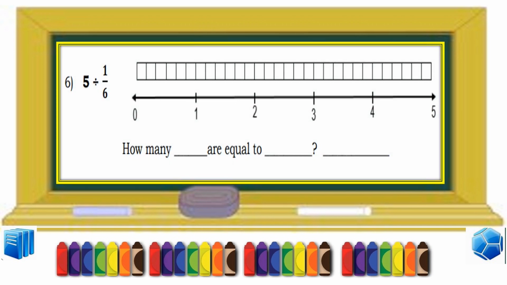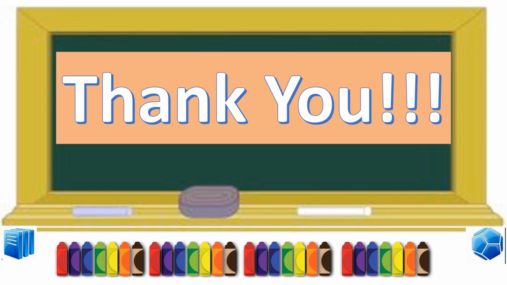Number 6, 5 divided by 1/6. How many sixths are equal to 5 wholes? So there are 30.